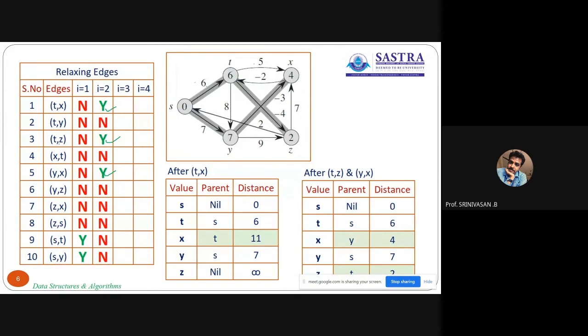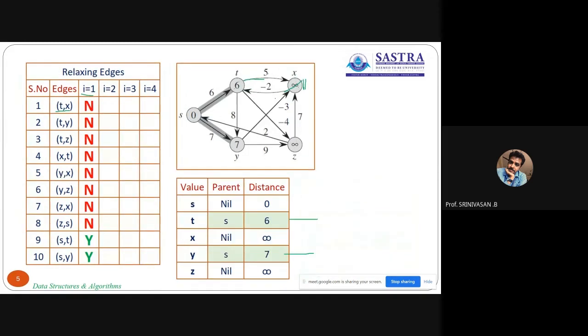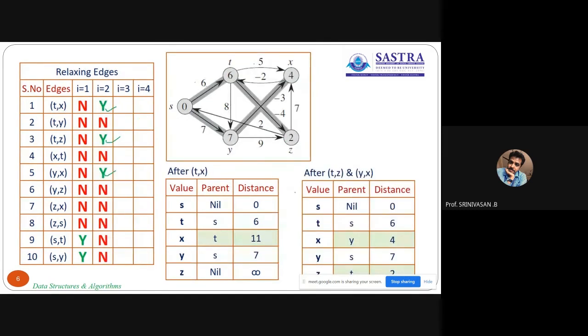After that t comma z. T comma z means this is the t, this is z, so that it will be changed to 6 plus minus 4, which is 2. So this will be changed to 2. So that is what happened here. So which one is changed in z? So z parent is updated with the t, and then that is a 2. And one more edge, y comma x.